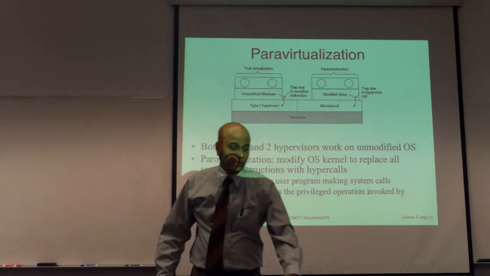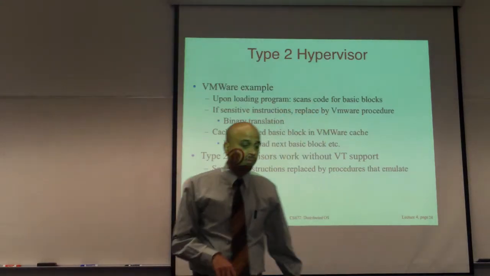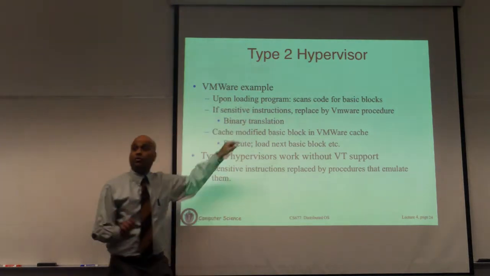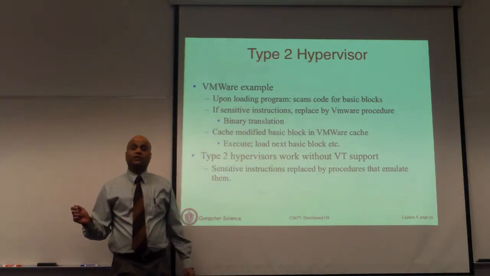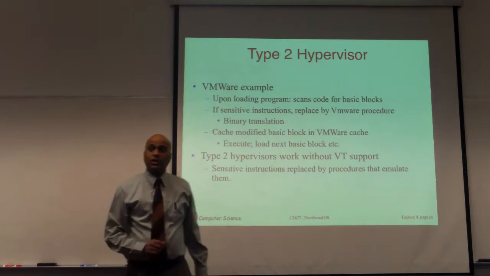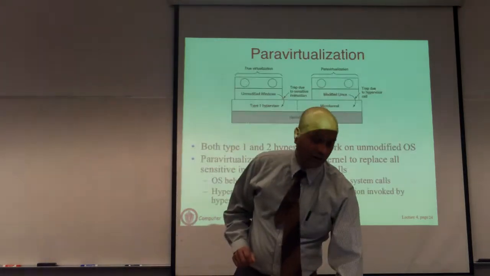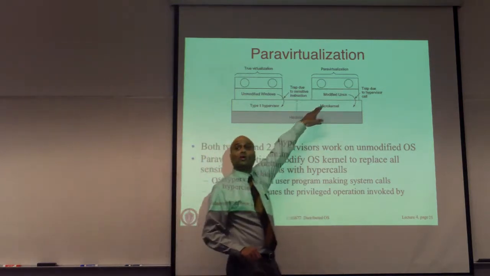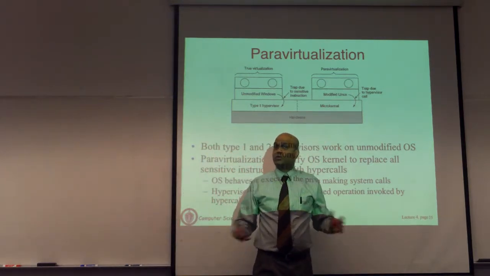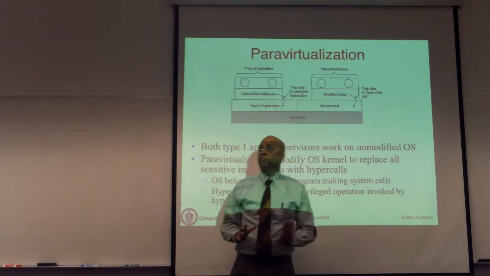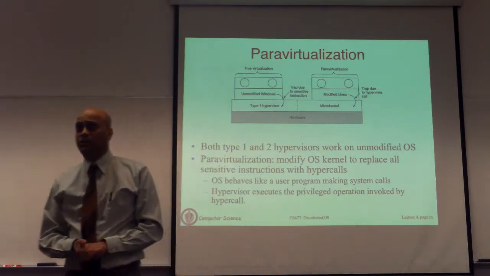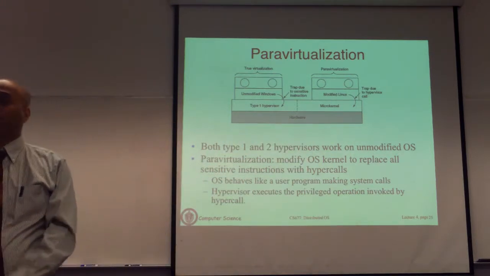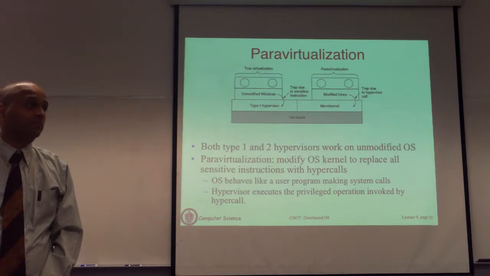In type 2 hypervisors, this exact function was implemented at runtime where you're scanning the code and on the fly replacing instructions with procedure calls. If you do that offline, you actually change the actual source code, not do a binary translation, you can actually change the source code of the OS and recompile the kernel. So you have a modified kernel that's designed for type 1 virtualization. You get what is referred to as para-virtualization.